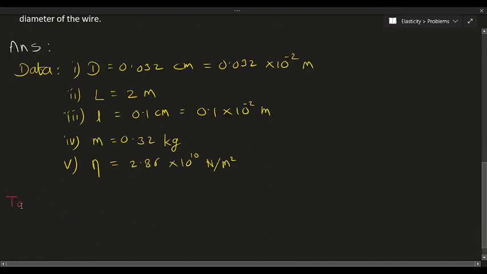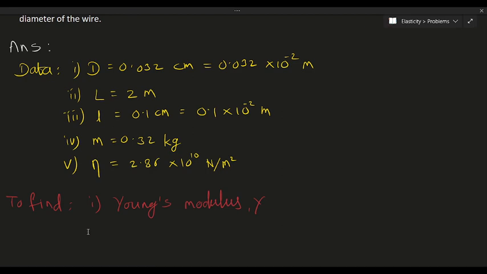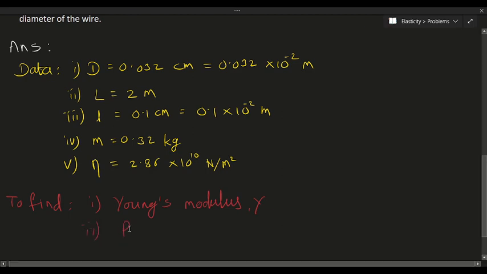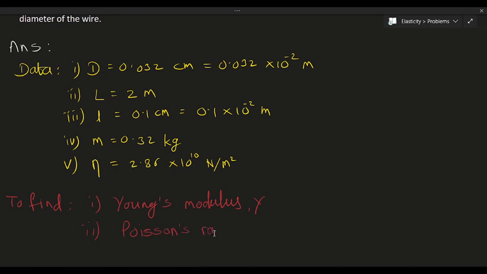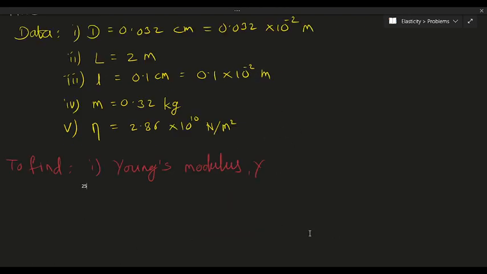We have to find Young's modulus, which is denoted by capital Y, Poisson's ratio, denoted by sigma, and change in diameter.